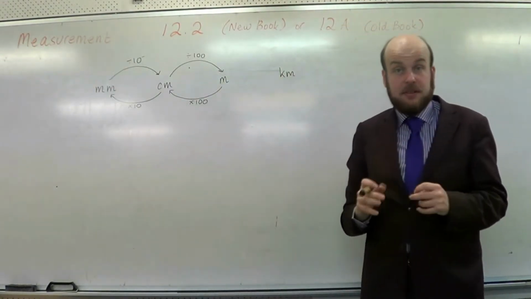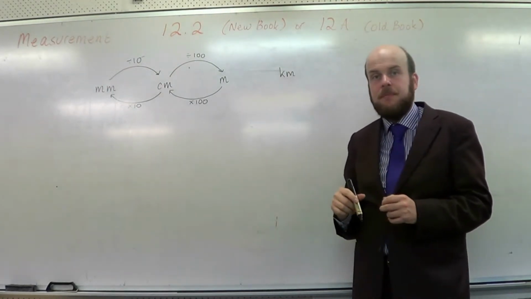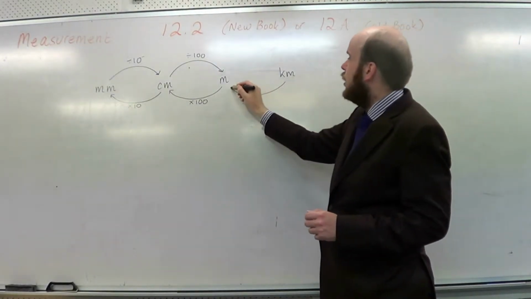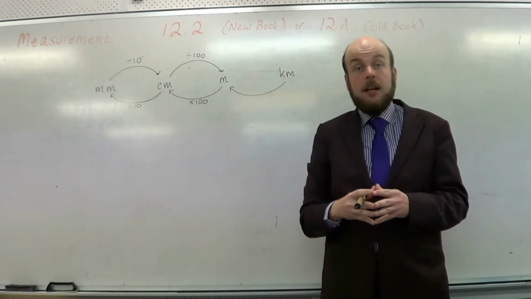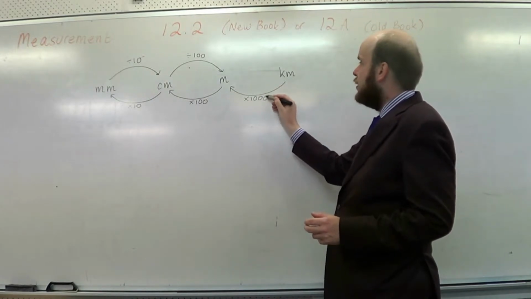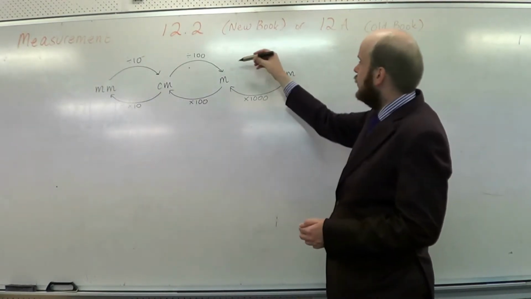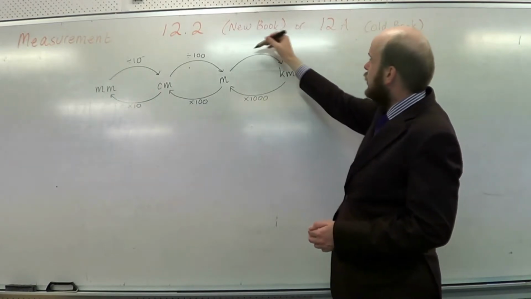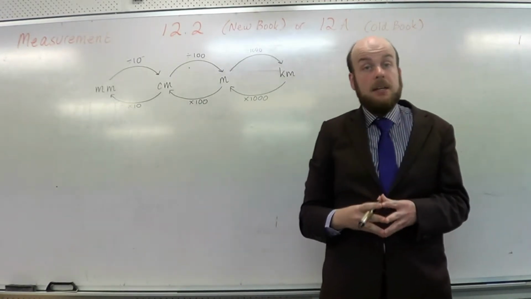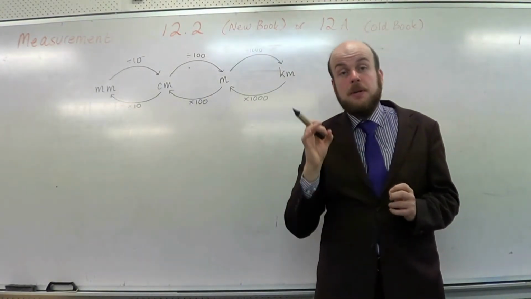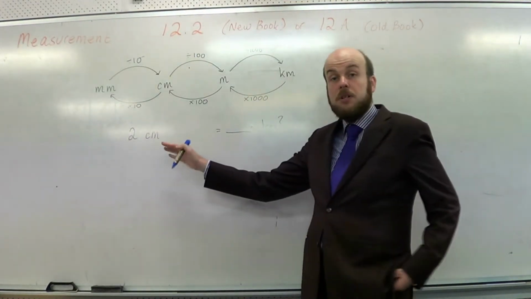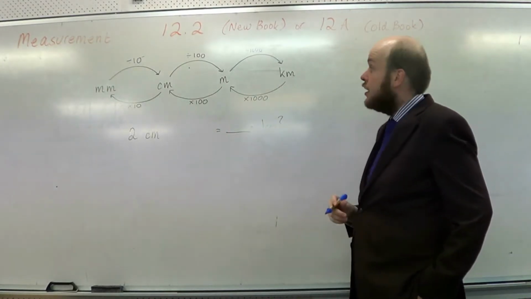There are 1,000 meters in a kilometer. So if I had 1 kilometer, that would be the same as saying 1,000 meters, so I multiply by 1,000. One meter, divided by 1,000, would be 0.001 kilometers.